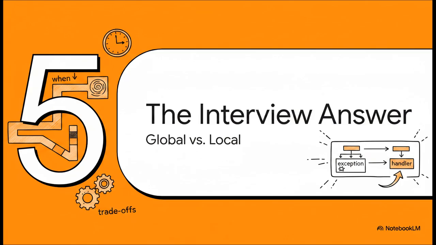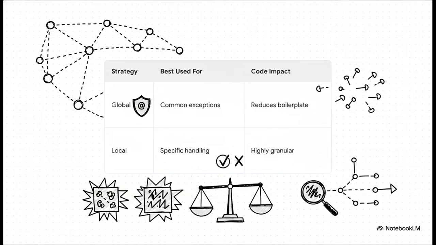Section 5. The interview answer. Global versus local. So the crucial point is, knowing how to implement this is great, for sure, but knowing when to implement it, that is the actual interview answer. You really need to understand the architectural trade-offs here. Global handling using RestControllerAdvice is your go-to for common exceptions, things like bad inputs or database connection drops that behave the exact same way across your entire application. It drastically reduces boilerplate code.